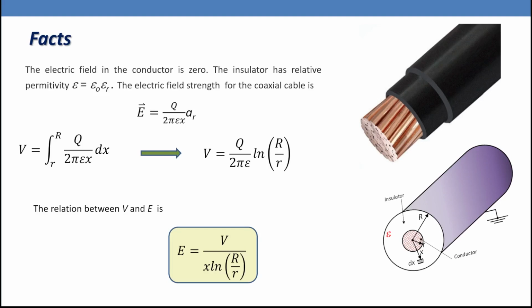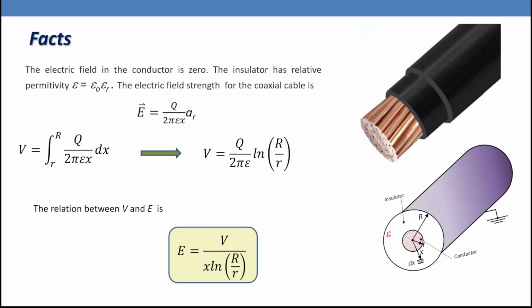So the electric field E equals Q, which is the total charge, over 2 pi epsilon x, where epsilon equals epsilon node epsilon R, and x is any distance between small r, which is the inner radius, and capital R, the outer radius, in the direction of a_r. So this field is radial. E is in volt per meter, so the voltage will be the integration from r to R of Q over 2 pi epsilon x dx. In this case, voltage V equals Q over 2 pi epsilon natural log R over r. So what is the relation between E and V together?